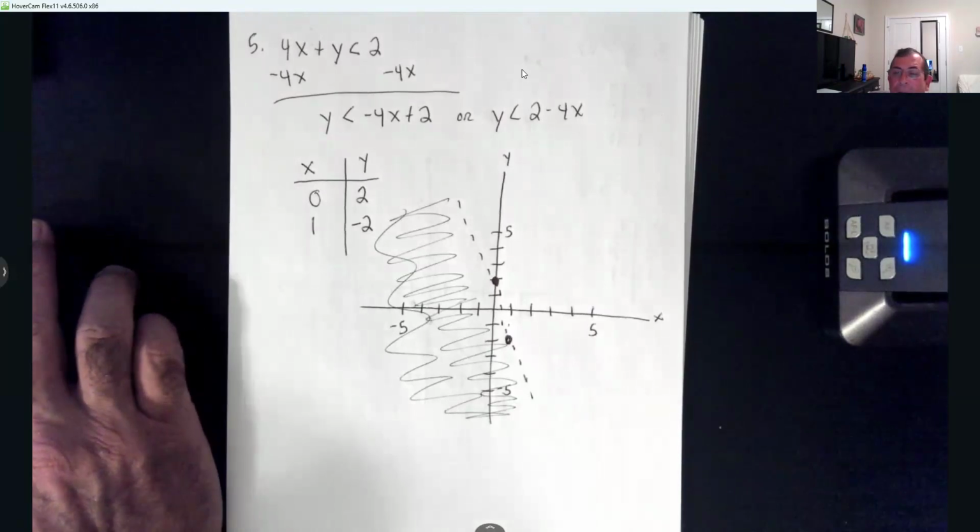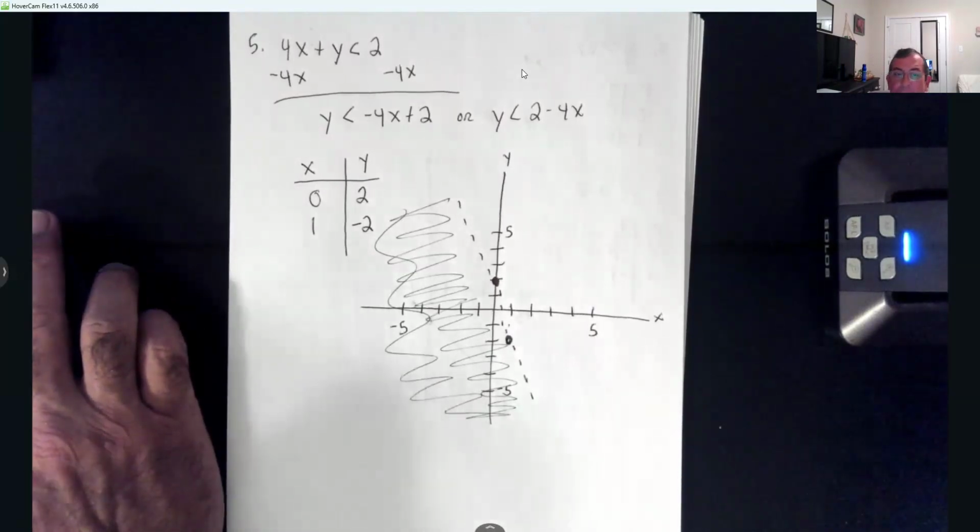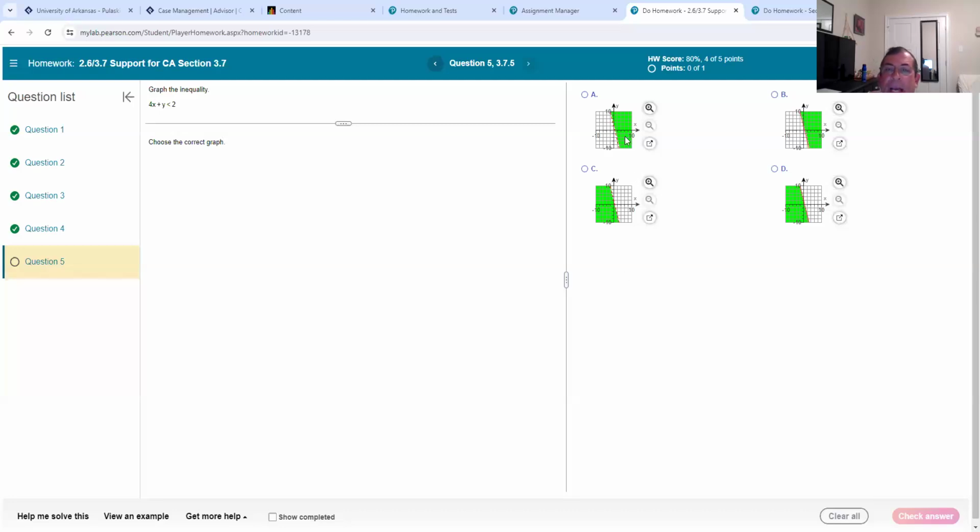So let's go find Math Lab. Oh, they actually got the 4 pictures again. So notice A and C are dashed lines, B and D are solid lines. So there's no way it can be B and D because they're solid. So ours was shaded below, so we would go with C on that one, okay?